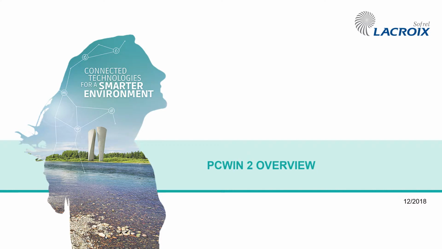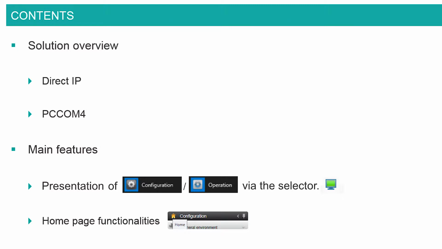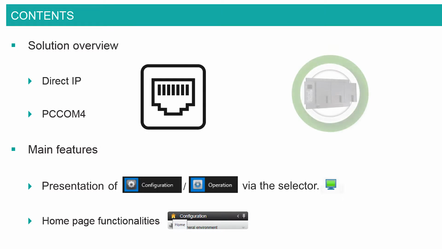Welcome in this new video talking about PCWIN2. I will talk about the two solutions possible, the direct IP solution and the PCCom4 solution. Then I will talk about the main features in PCWIN2 with the presentation of the configuration and the operation mode. And then we will see the home page functionalities.